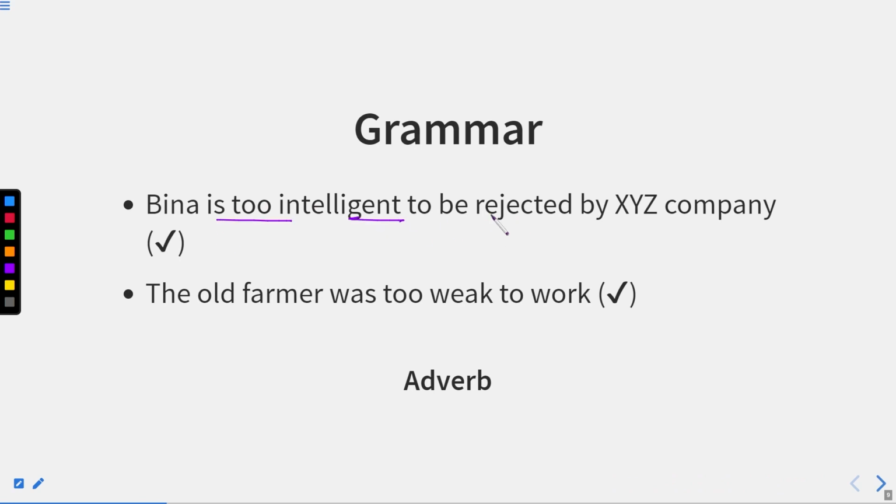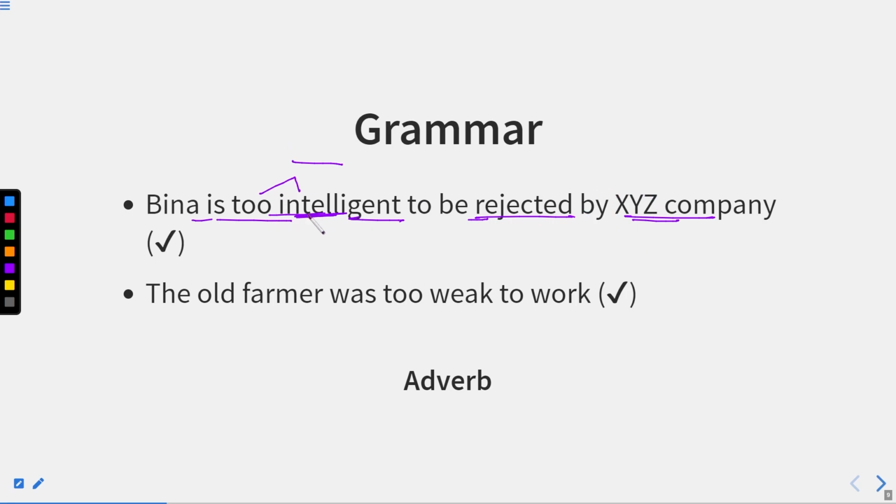Beena is too intelligent to be rejected by XYZ company. Now, this sentence shows that someone is taunting Beena. How? He's saying that Beena is too intelligent. She's that much intelligent that she will be rejected by XYZ company. It means she's too intelligent. Beena is too intelligent. It means her intelligence shows that particular extent that will enable her to be rejected.